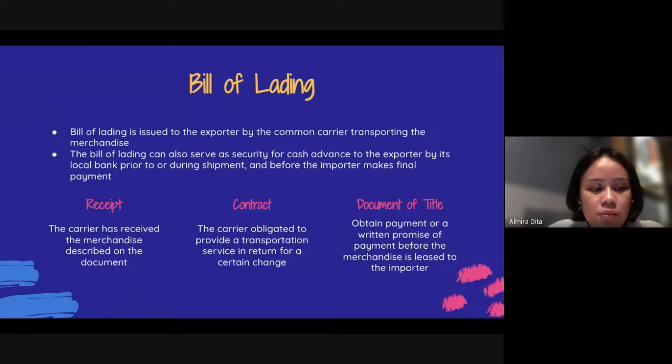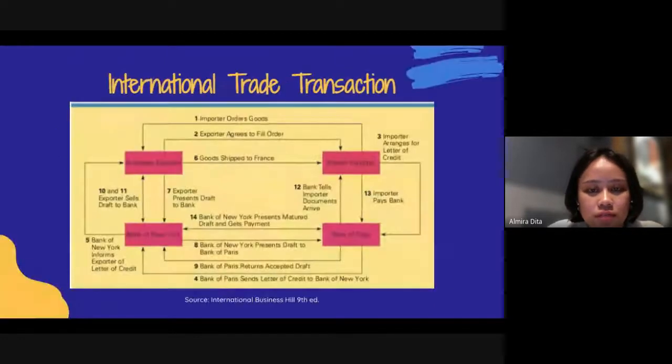There are three purposes of a bill of lading. The first one is a receipt. As a receipt, the bill of lading indicates that the carrier has received the merchandise described on the face of the document. As a contract, it specifies that the carrier is obligated to provide a transportation service in return for a certain charge. And as a document of title, it can be used to obtain payment or a written promise of payment before the merchandise is released to the importer.